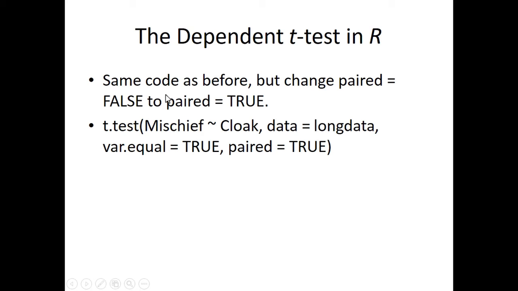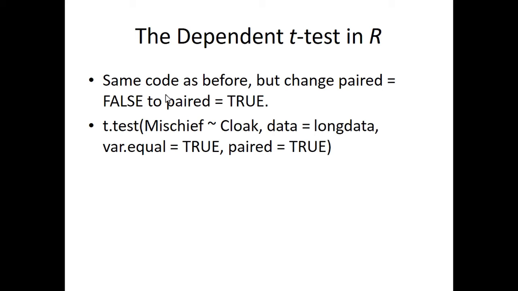Now, in R, the code is literally one spot different. Okay? So now we're going to do paired equals true instead of paired equals false. This is why I say it's really easy to run this the wrong way, because everything has to be in long format either way. So don't run independent t when you mean dependent, and don't run dependent when you mean independent.